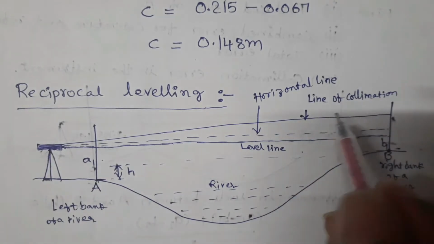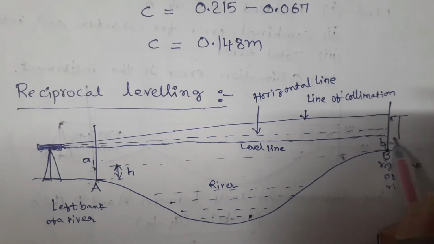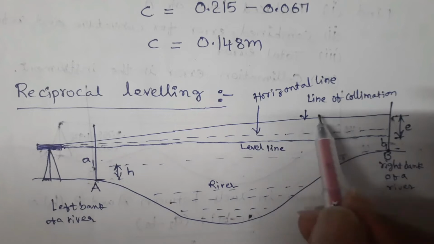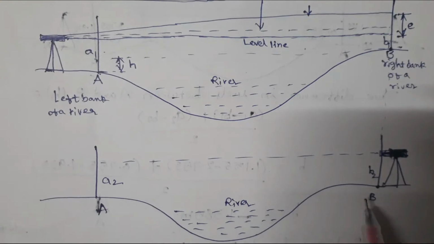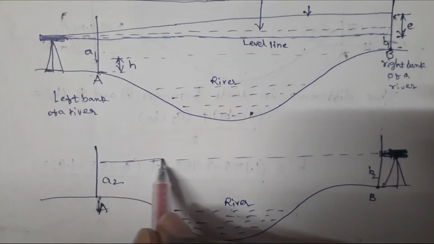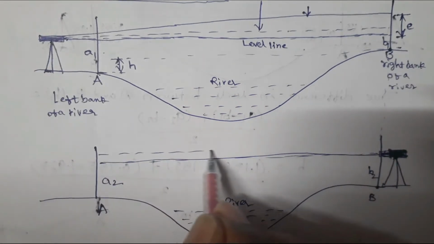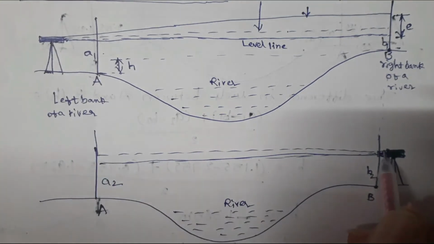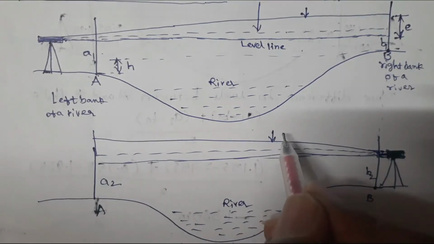If the line of collimation is not horizontal, there may be a chance of error occurring. And this is the level line, and this is the horizontal line. This is the line of collimation. Similarly, when the instrument is near to B point, this is the level line, this may be the horizontal line, and this is the line of collimation.